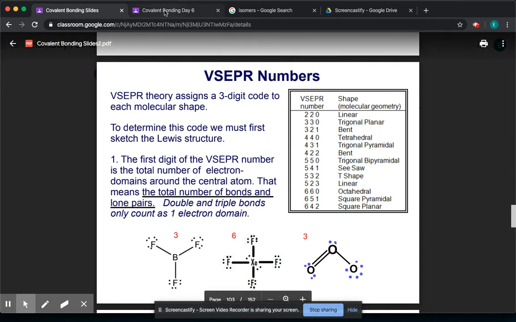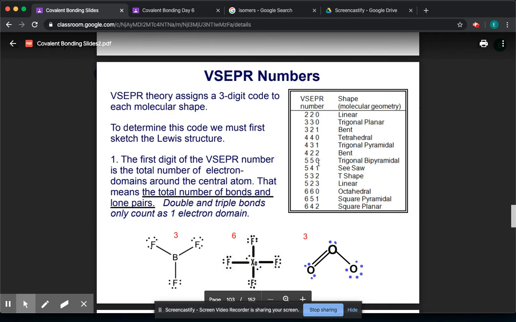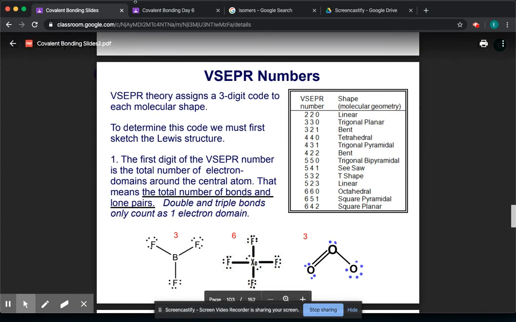Well, no, I'll write it. I'll write it shorthand, okay? Just to save time, this would be tri pi, okay? This would be trigonal pyramidal, okay? 431. Just go to the table. What is 431? 431 is trigonal pyramidal, right?